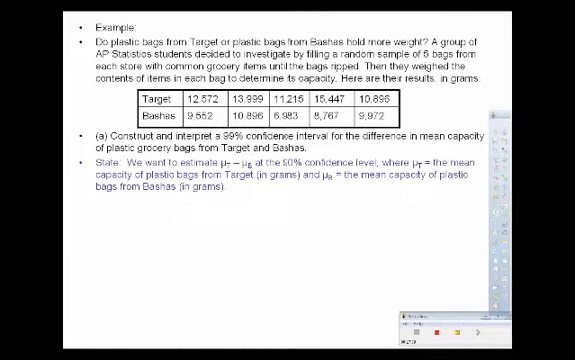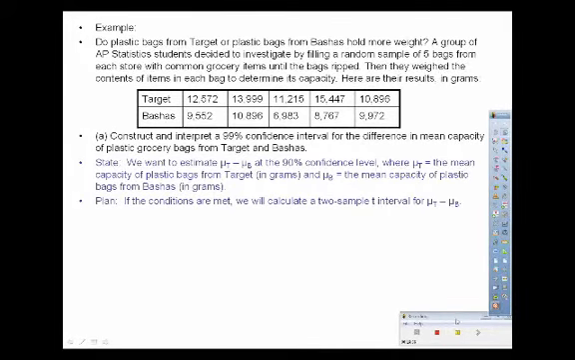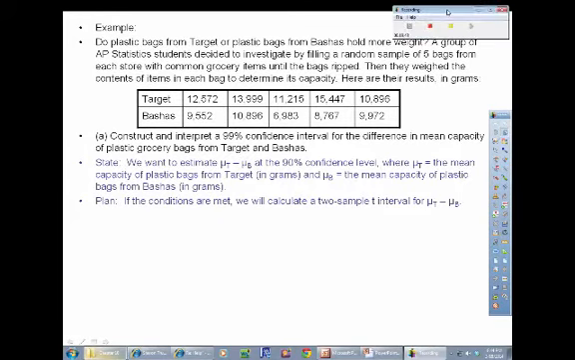State. We want to estimate mu sub T minus mu sub B, at a 99% confidence level, where mu sub T is the mean capacity of plastic bags from Target in grams, and mu sub B equals the mean capacity of plastic bags from Bashas' in grams. Plan. If the conditions are met, we will calculate a two-sample T interval for mu sub T minus mu sub B.